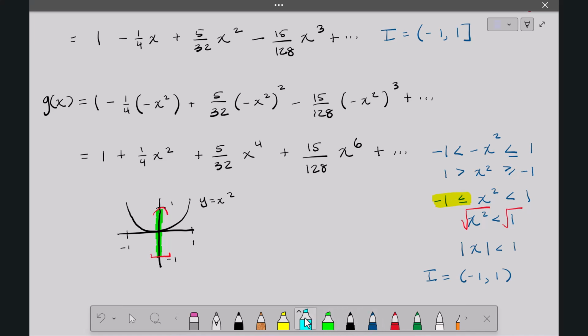Well, if we look at our graph carefully, the x values that generate these y values, with holes right there and there, those y values are the y values that are between -1 and 1. And those x values go from -1 to +1 on the x-axis, excluding the endpoints. -1 and 1 cause a y value of +1, which is excluded over here. So you can see that the x's that satisfy that are the same x's that we have over here, and the interval of convergence is -1 to 1, excluding endpoints.